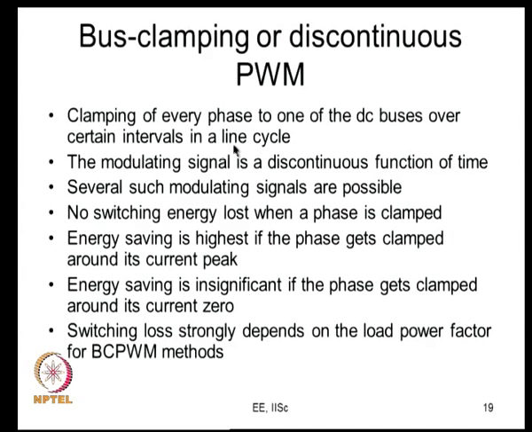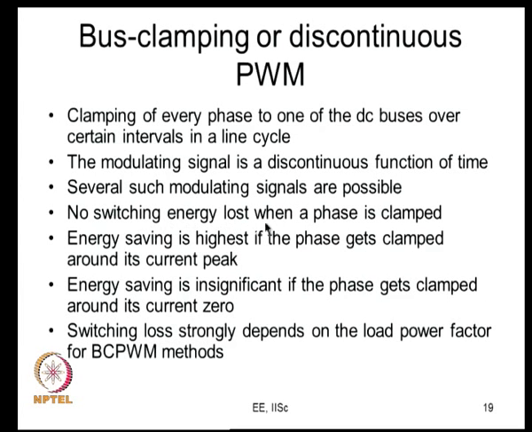It depends on the modulating signal. The modulating signal is a discontinuous function of time. There are several possible modulating signals. One modulating signal may clamp a phase between 60 to 120 degrees of the fundamental angle, another may clamp it between 45 degrees and 105 degrees, and so many different modulating signals are there. Depending on the modulating signal, a phase would be clamped over some interval or another interval.